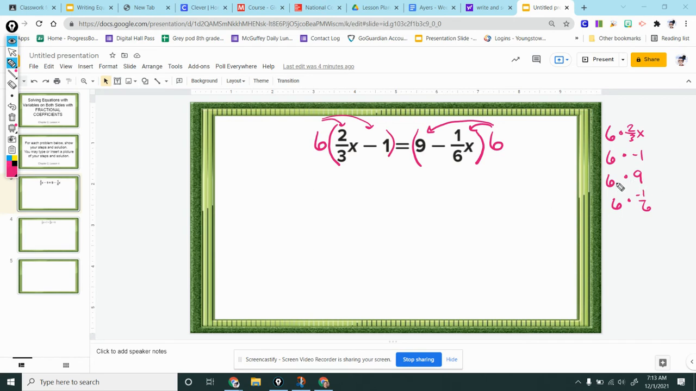Now, I find that it's easier to do my whole numbers first. So if 6 is multiplied by a whole number, I'm just going to leave it as a whole number, an integer. 6 times 9 is 54. 6 times -1 is -6.